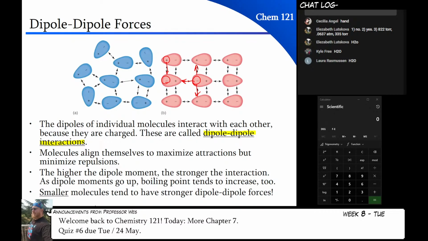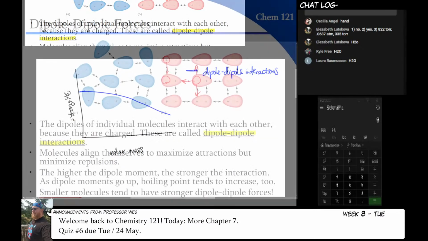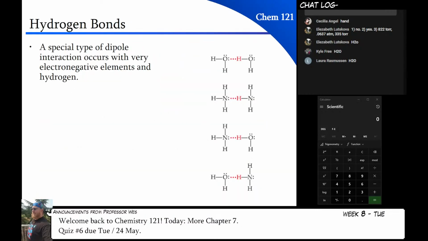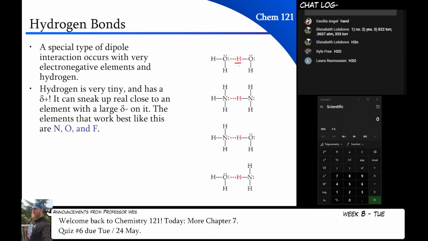All right. And so as a result of that, smaller molecules tend to have more powerful dipole-dipole forces, which is why we drew that on our little chart over here, how we did. Now, if you meet certain requirements, you can get a very special type of dipole-dipole interaction. And those requirements involve hydrogen. And so this is called a hydrogen bond.